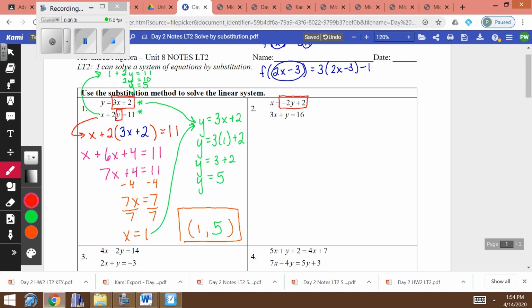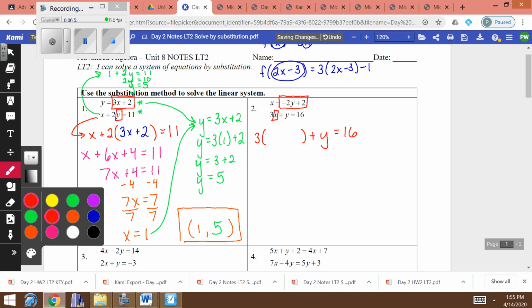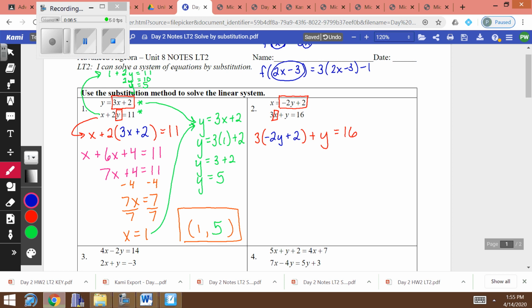So I can take that, what's equivalent to x, and substitute it into the x of the other equation. Again, since it equals x, we're replacing the x. So I'm going to rewrite the second equation here. 3 instead of x, we're going to replace that with negative 2y plus 2. Still the plus y, still equals 16. Everything else is the same. The only thing I replaced was the x right there.